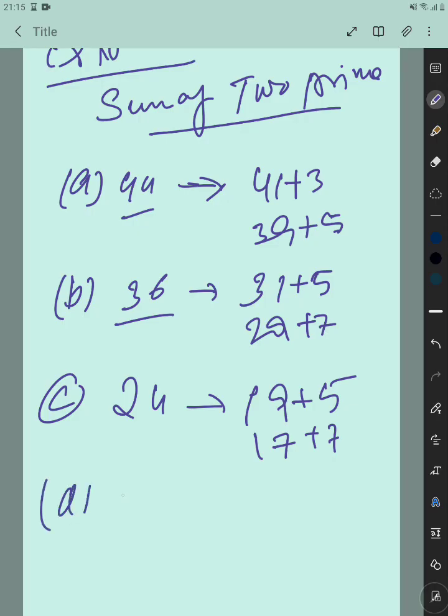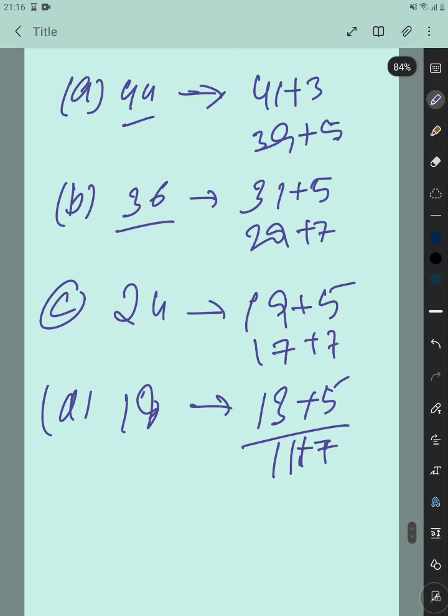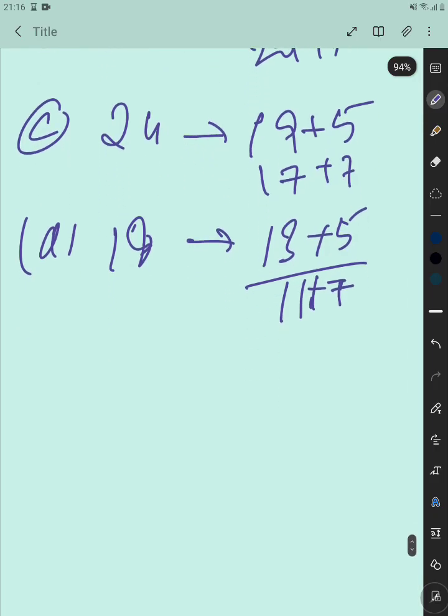Coming to the d part, it is 18. The nearest is 17, but 17 cannot be taken because you would need to add 1, and 1 is not a prime number, so leave it. You go to 13. 13 will fit, 13 plus 5. 11 plus 7 can also fit. So this is question number 6. Now question number 7.